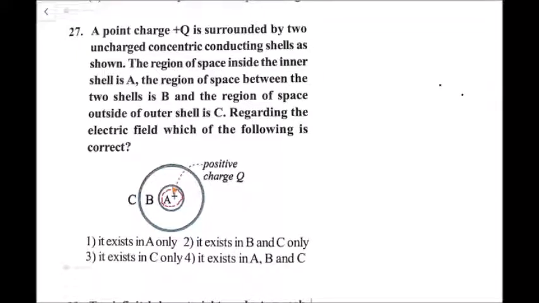just inside the shell, in region A. Because of the plus q charge, electric field exists. Now imagine a Gaussian surface which is in between B and C. This Gaussian surface also encloses plus q charge, so electric field exists. And another Gaussian surface taken outside the shell, in C. Here also the charge enclosed is q, so electric field exists. So the fourth option, it exists in A, B and C, is correct.